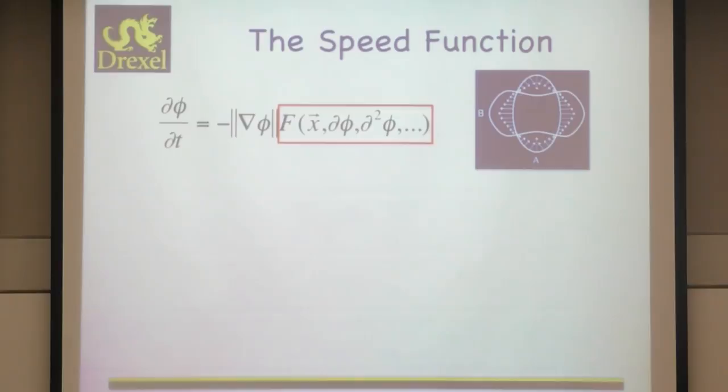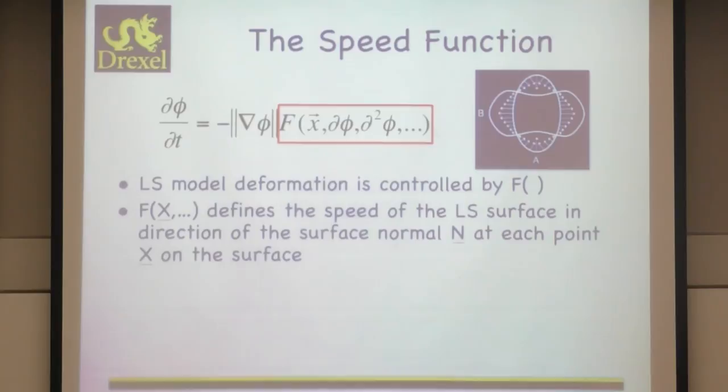In the level set equation, on the right side, there's this thing called F. That's the speed function, which is where you work inside this equation in order to get stuff done in geometry. The deformation of the iso contour is controlled by the speed function F. F defines the speed of the surface in the direction of the surface normals. That's one thing Osher and Sethian showed: the movement of this iso contour is always orthogonal to the surface, in the normal direction. So it tells you the speed of the surface in the normal direction at some point x.